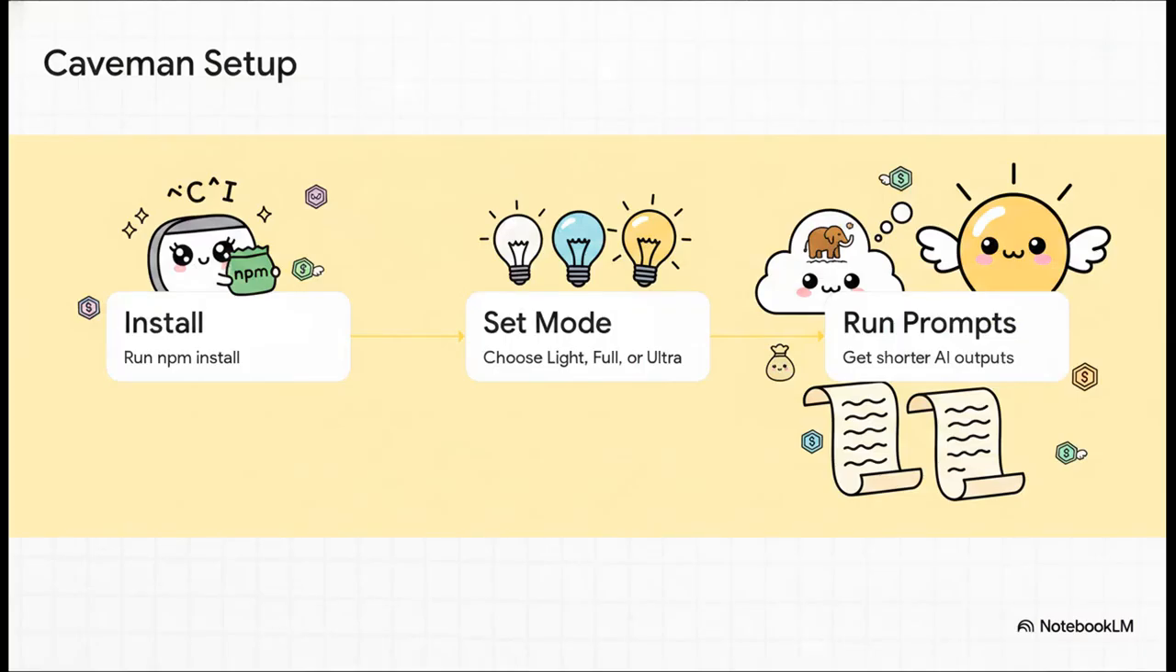So, how do we install Caveman? It's just as easy as the others. Step 1. Run npm install for the Caveman package directly in your bash terminal. Step 2. You actively set the library's mode on a per-session basis. You can choose light, full, or my personal favorite, ultra mode. Step 3. You just run your prompts. So when you ask Claude to describe the project, instead of a massive multi-paragraph essay, you are going to receive about half the output length with the exact same level of accuracy.